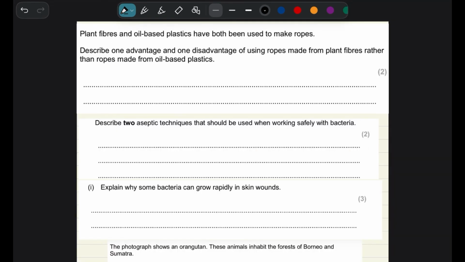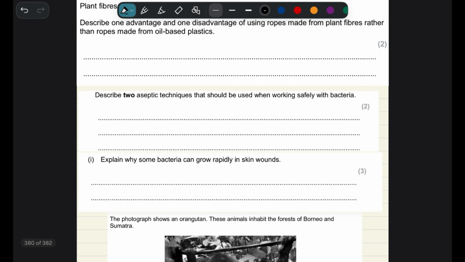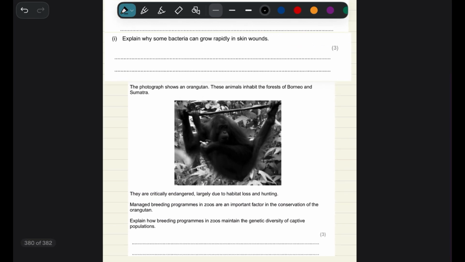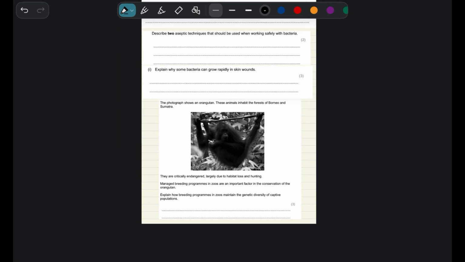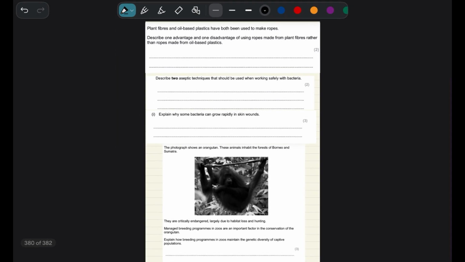Okay, it's question time. So we've actually got 4. Your first one, you're looking at plant fibers as oil-based: advantage, disadvantage of plant fibers. Then you're doing aseptic technique. What's good? This is a practical that you should have learned. Then we're saying, bacteria grow rapidly in skin wounds. Why? And finally, you've got a bit of information there, but we're talking about how breeding in zoos maintains genetic diversity. So I'm going to zoom out, pause the video.